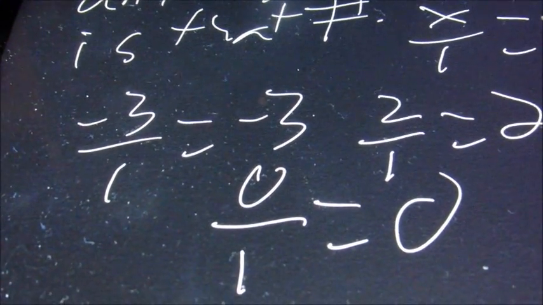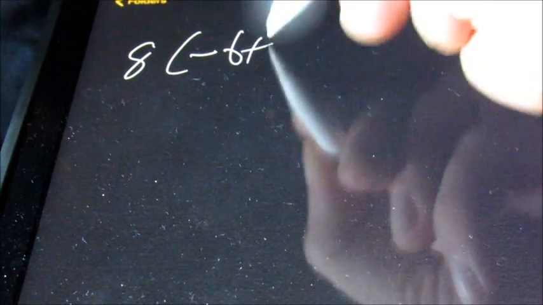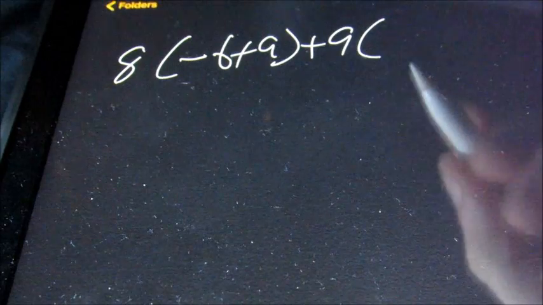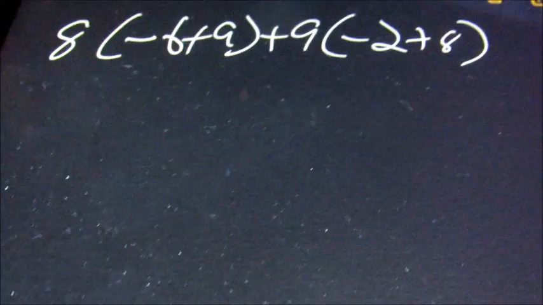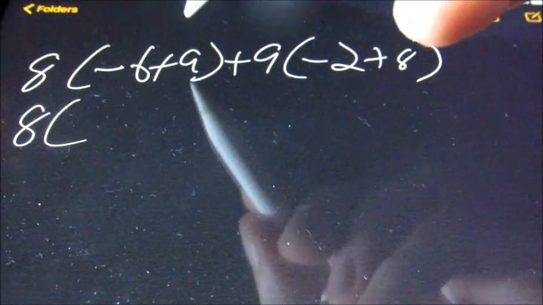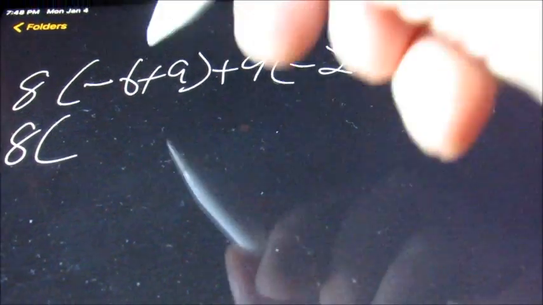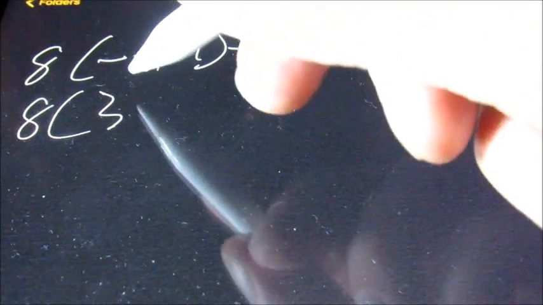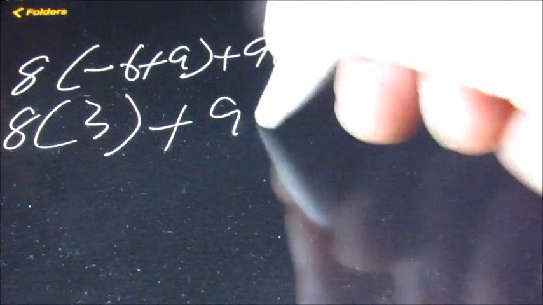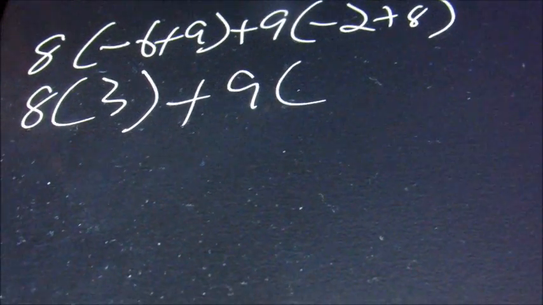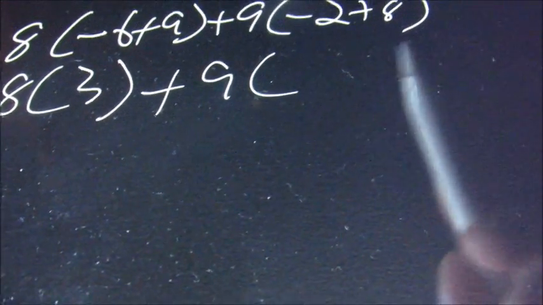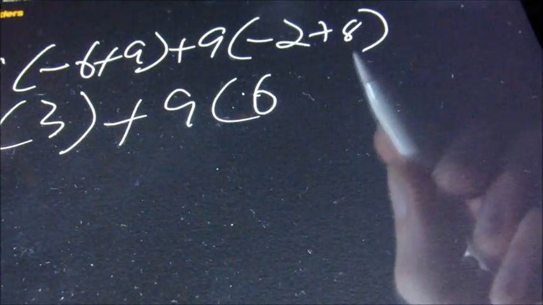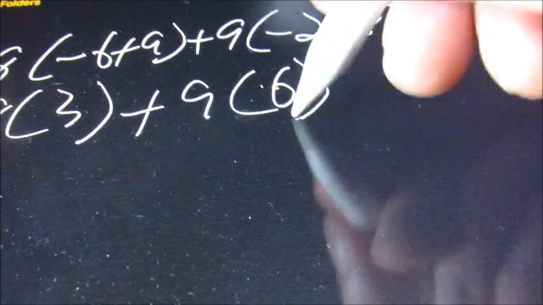So let's look at some that have a little bit more to them. Say we have 8 times negative 6 plus 9, plus 9 times negative 2 plus 8. So we have to do what's in the parentheses first. So we have 8 times, we have a negative 6 plus 9, which will be 9 minus 6, which is 3. Keep the sign of the 9, which was a positive. Plus 9 times negative 2 plus 8. We're going to subtract big minus small. 8 minus 2 is 6. And the sign of the 8 was a positive, so we keep that.